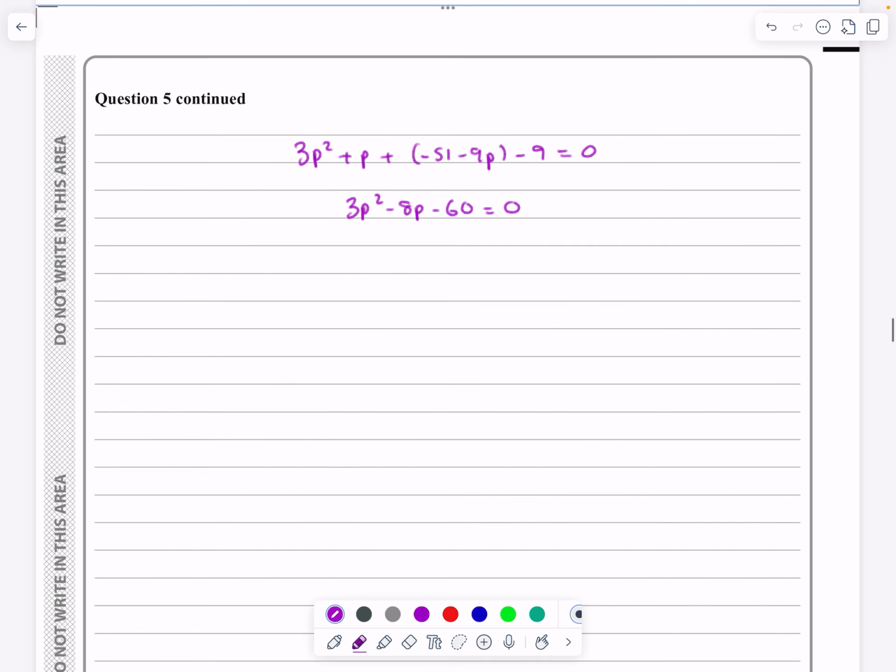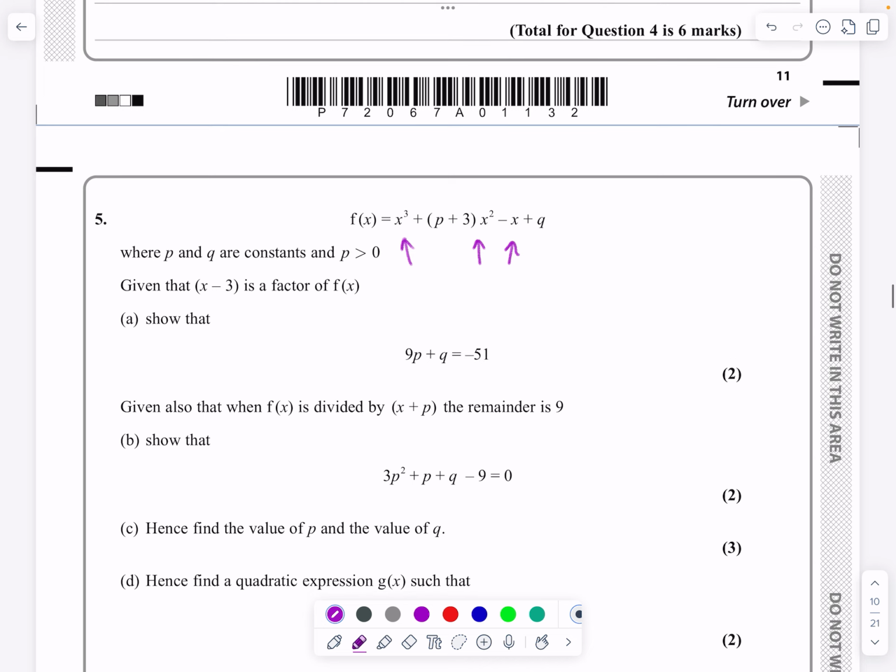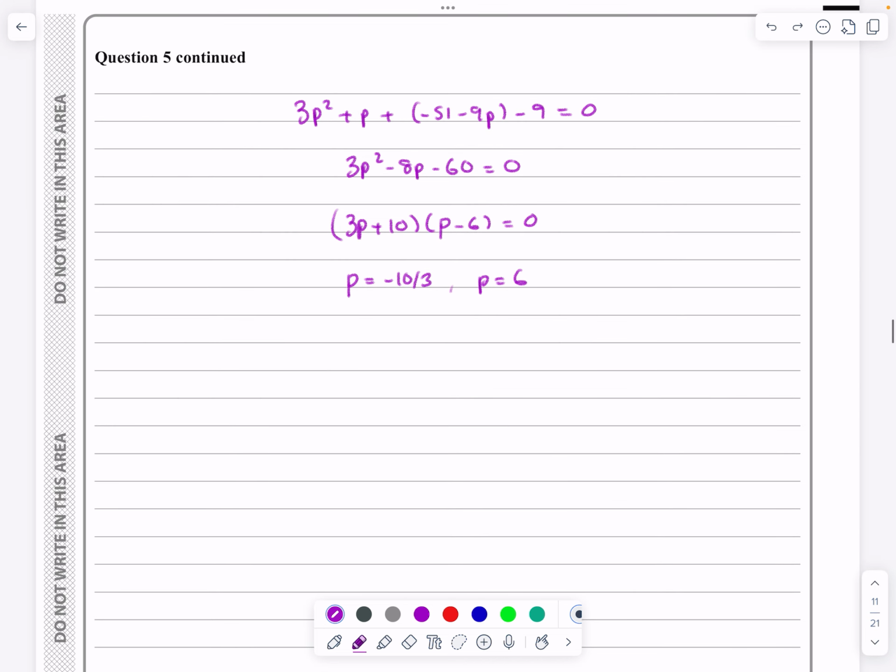You can factorize this using the AC method. Go back and look at previous videos that I've done on that in the how-to section. But that works out to be (3p plus 10)(p minus 6) equals 0, which is going to give me p equals minus 10 over 3, or p equals 6. Now always go back and just check. Yeah, look at that. So p has to be greater than 0. So let's get rid of this one. That's not in the range, not a solution. So p equals 6 is going to be my answer.